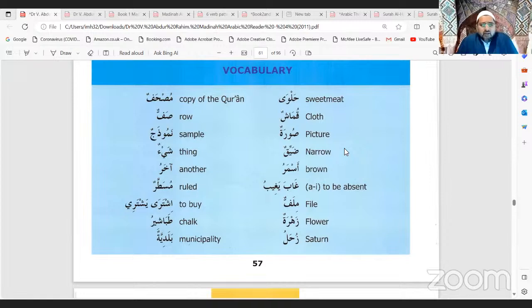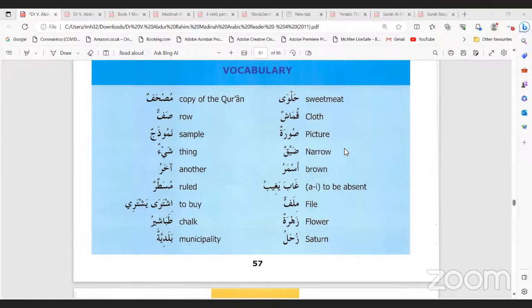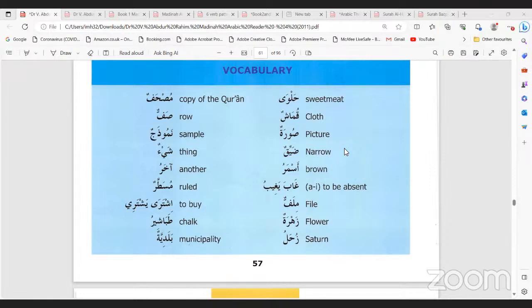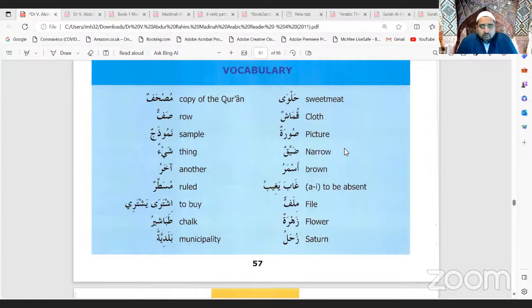Baladiyatun, it means nationality. There is a mistake in what you've done there. Okay, nationality. And halwa, sweet meat. Halwa is also sweets, isn't it? Halwa as sweet meat is a mistake again. Halwa is sweet, like the sweet we eat in Machai Jo. Okay. Cloth, kumas; picture, suratun, correct.